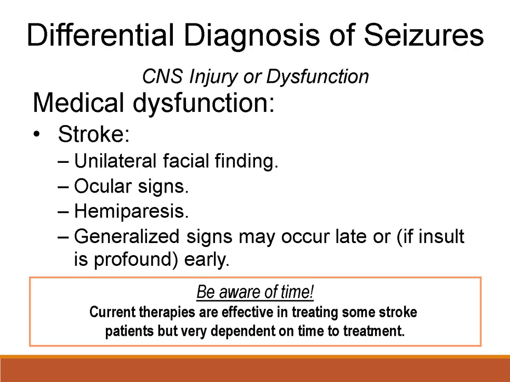CNS injury or dysfunction, a medical dysfunction like a stroke, with unilateral facial findings, ocular signs, hemiparesis. Generalized signs may occur late. Let's back up a moment and look at that last bullet. Generalized signs may occur late, or if the insult is profound, signs can occur early. We've talked about stroke already, and we will in the future, but current therapies are effective in treating stroke patients, but very dependent on time to treatment, as we discussed with TPA.